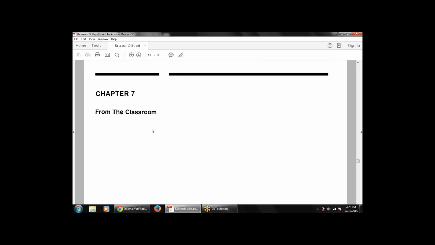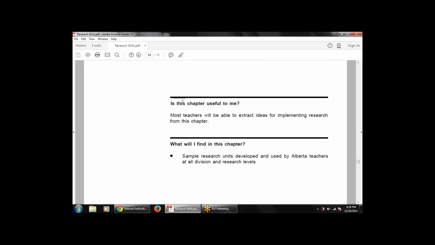The next chapter is chapter number 7, from the classroom. Whatever activity is done in the classroom is covered in chapter 7. This is the first question: is this chapter useful to me? Most teachers will be able to extract ideas for implementing research from this chapter. Most teachers will gain experience from it, because this chapter is very interesting, as everything is available within the classroom.